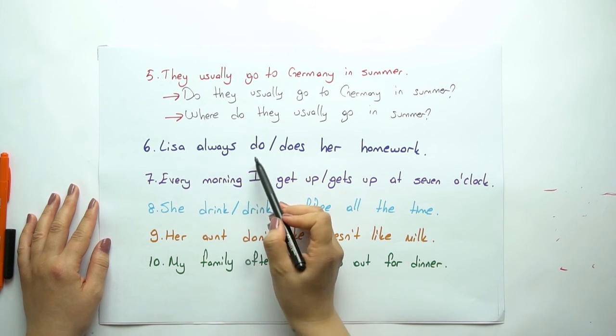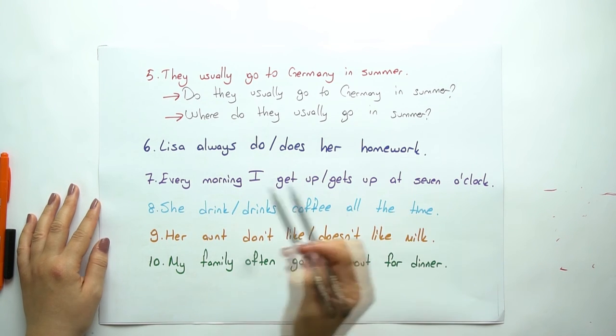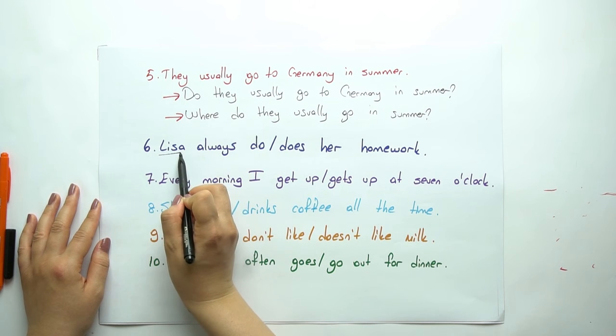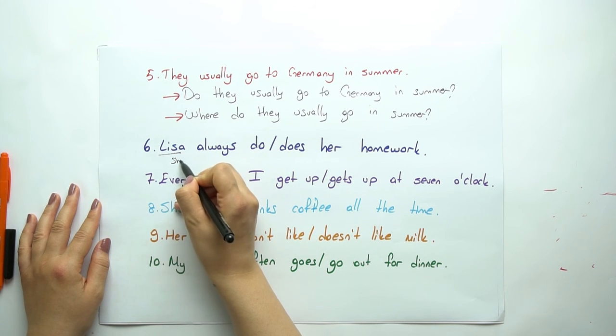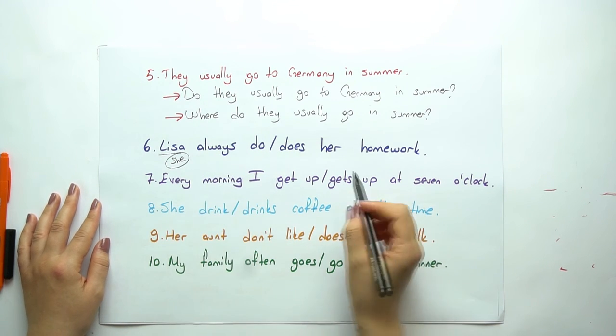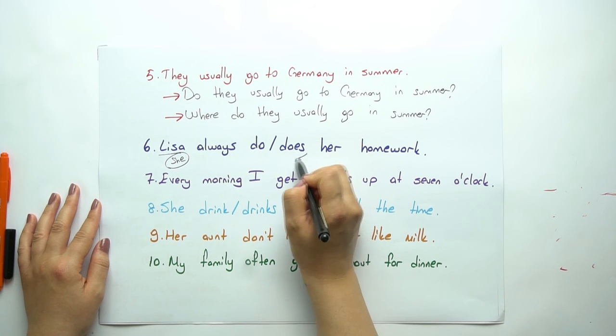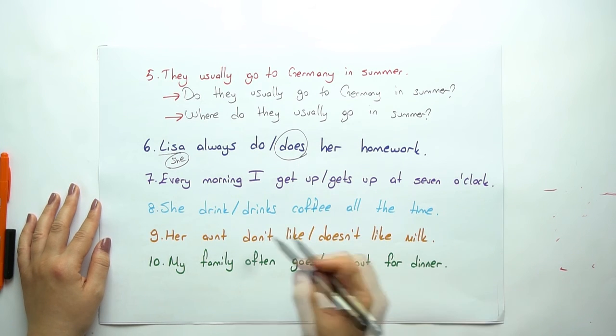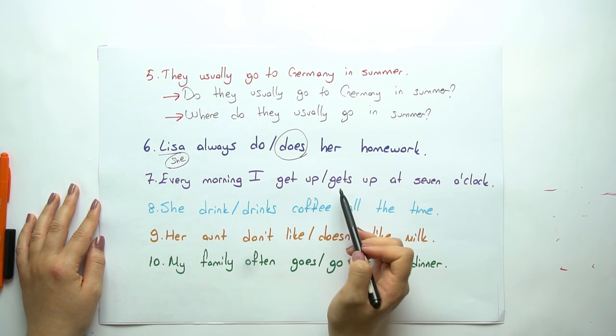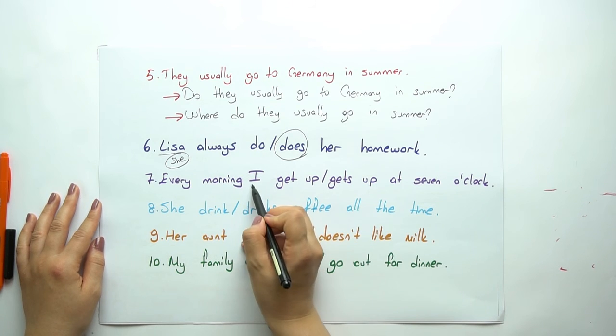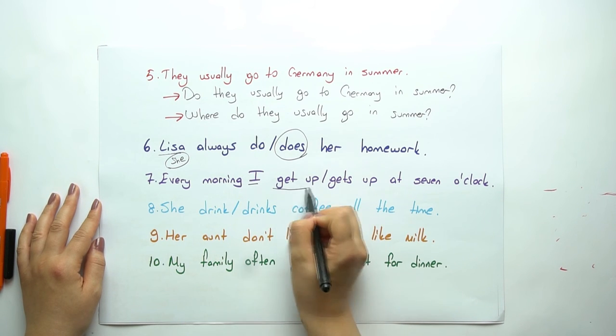Lisa always do or does her homework. So, our subject is Lisa. So it should be she subject pronoun. So according to this one, does is the correct thing. Every morning I get up or I gets up at 7 o'clock. Which one is correct? For I subject pronoun, we use get up.